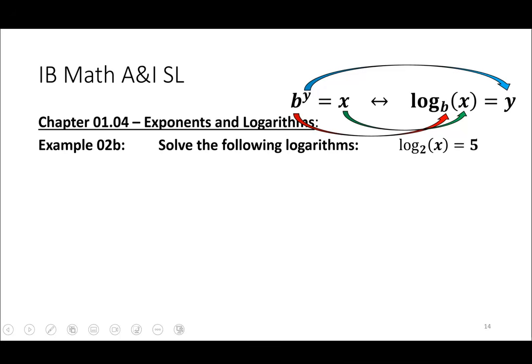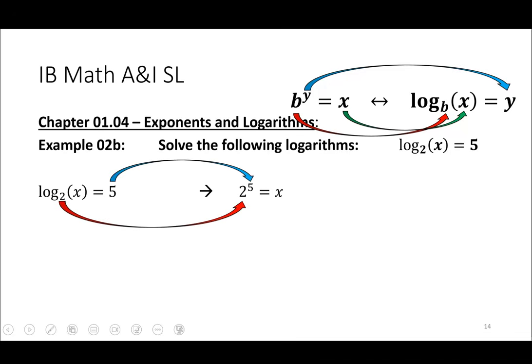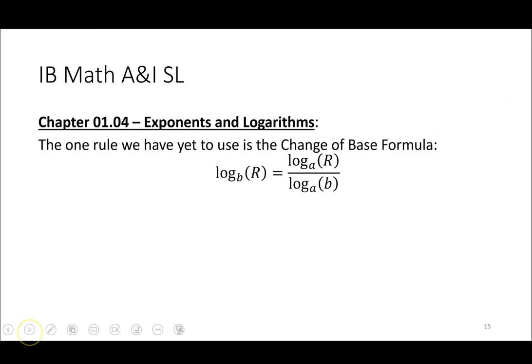Log base 2 of x is equal to 5. So same idea, right? So it should be 2 to the 5th is x, and 2 to the 5th is 32. The computer people in the class probably recognize that. Those powers of 2 are common in computing. Most of your memory numbers are built around those.